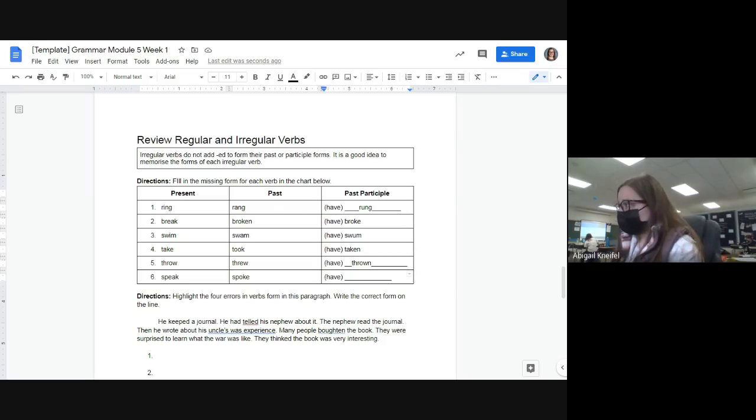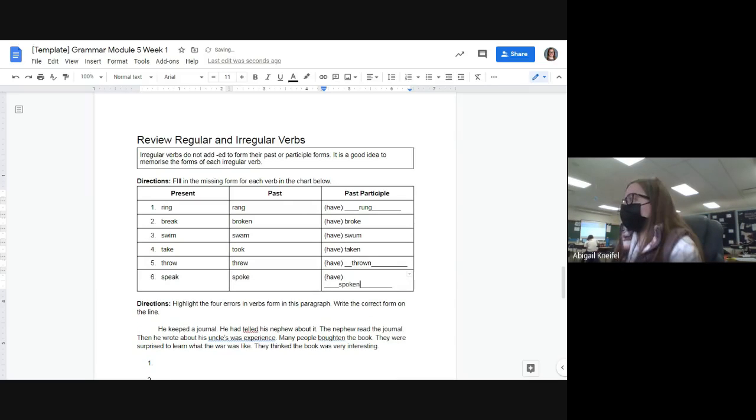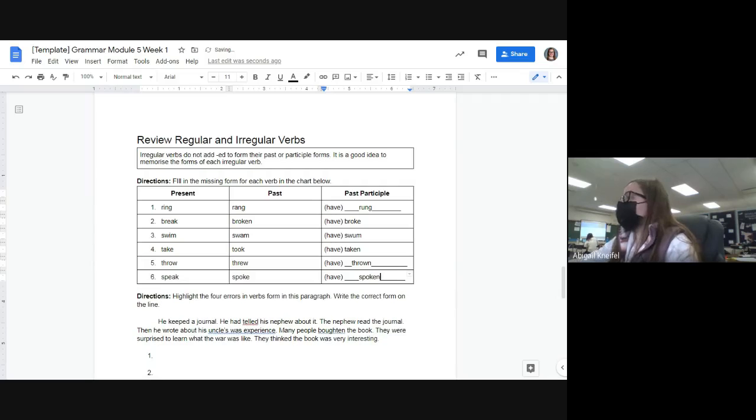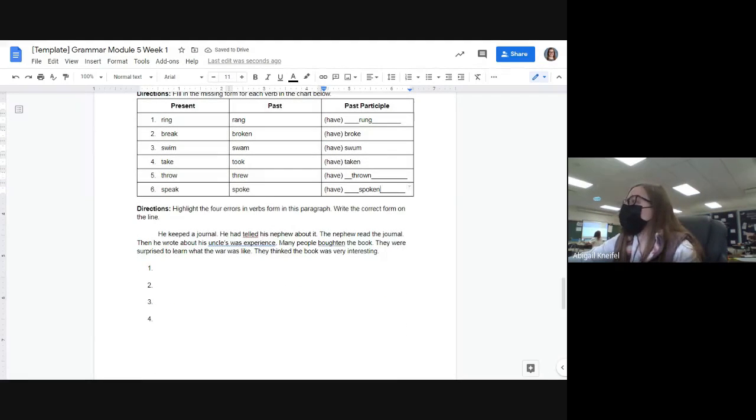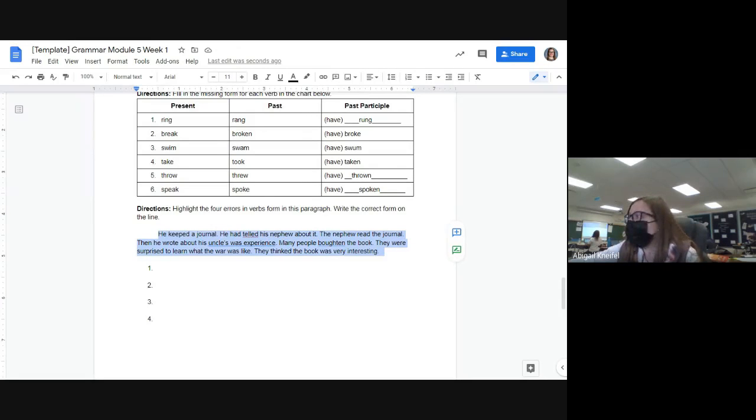Yep. Have spoken. So you just need to fill in your chart. That way it looks like my chart. And then the bottom part is there's 4 errors in this tiny little paragraph, and we just have to write the correct thing. So we highlight the errors and then write the correct one in 1, 2, 3, 4.